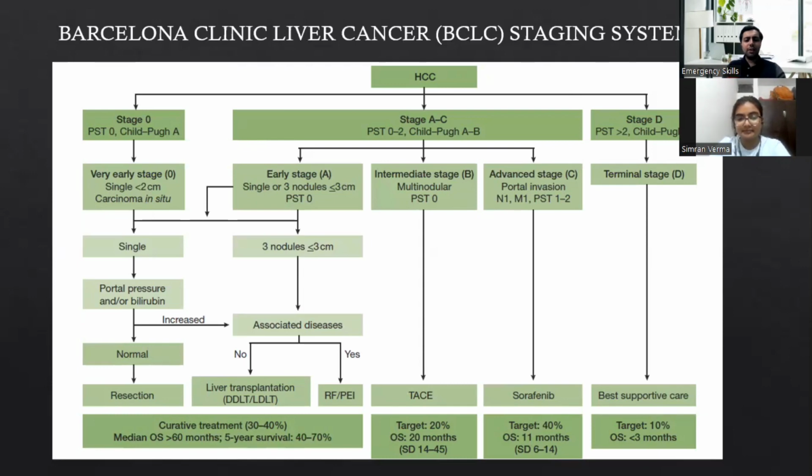I will not discuss the whole thing, but I'll just tell you about it. The stages are from 0 to D: 0, A, B, C, and D. It deals with the prognostic factors and the nodules, whether single or multiple, and when we require a resection, a transplantation, an embolization, or drugs like sorafenib. In a very advanced stage we use sorafenib, chemotherapy. And last, in the terminal stage, we use supportive therapy. So it will basically tell you the prognosis and how much the patient survival rate will be.